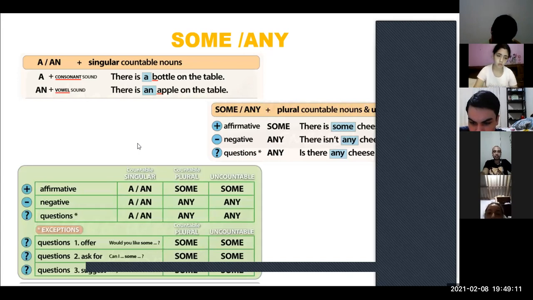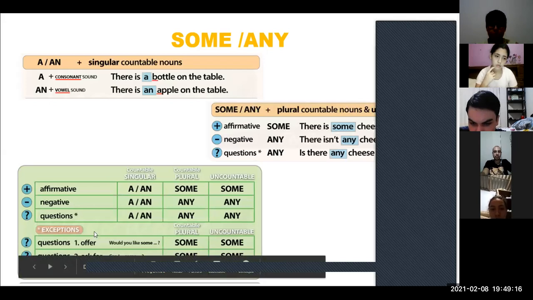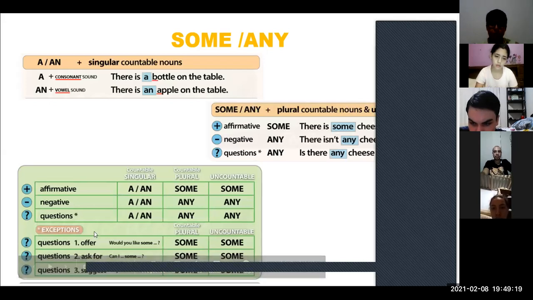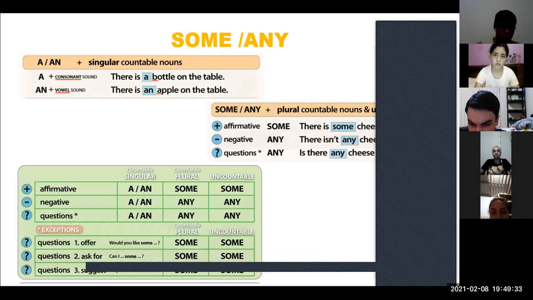We have some exceptions, okay, with some. We can use some in questions when we are offering something. For example, when we have a guest at home, cuando tenemos un invitado en la casa, y le estamos ofreciendo algo, podemos utilizar some en la pregunta para ofrecer algo. Por ejemplo, would you like some tea? Would you like some cake? Would you like some water? Ok, entonces podemos utilizar some cuando estamos ofreciendo algo para invitar.